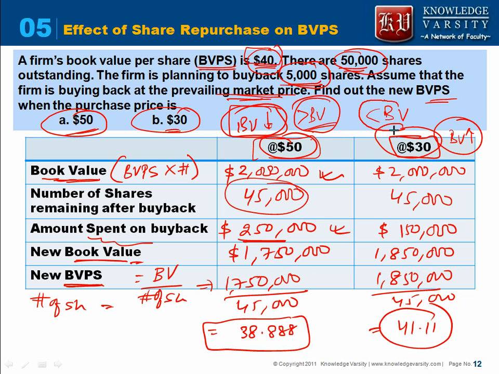Whenever you are purchasing the stock at greater than the book value per share, the book value per share will decrease. Please note, all this I am talking about is book value per share. Book value has decreased in both the cases, but it is book value per share I am talking about. So whenever you are purchasing a share whose price is less than the book value per share, the book value per share will increase. Whenever it is more than the book value per share, it will decrease. So this is the effect on the book value per share. Please again remember this.